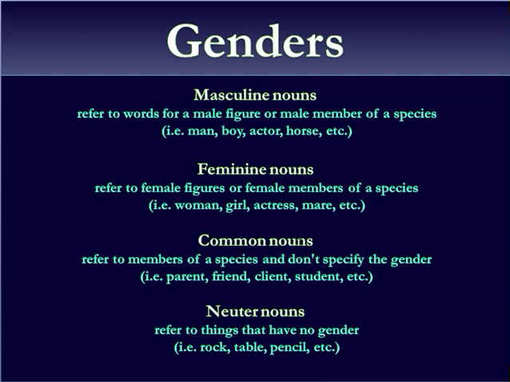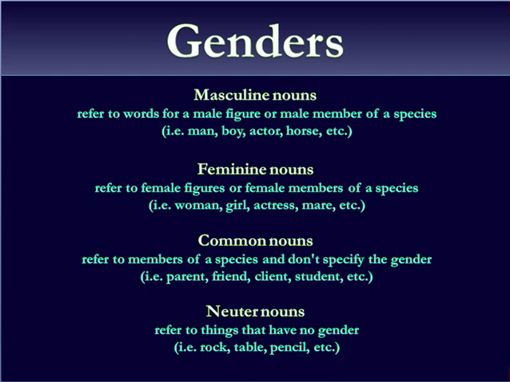Common nouns or common gender. This refers to members of a species and doesn't specify the gender. A species which we do not need to specify the gender of, we are using a common noun for them. For example, parent, friend, client, student, etc.